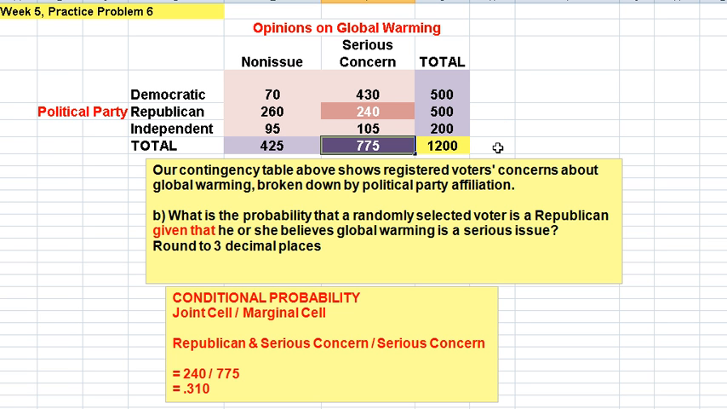Then we search for the value that is serious concern and affiliated with the Republican Party. So here's the Republican row, and here is the serious concern for global warming column. We look for the intersection, and that is the value of 240. So we divide 775 into 240 and we get 0.310. Again, they're asking for 3 decimal places.